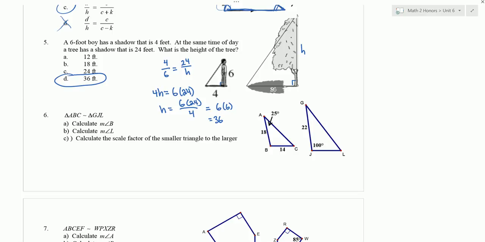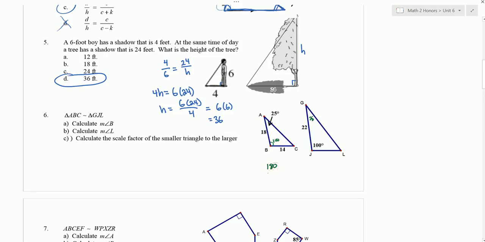So we're given some angles here, and angle A is going to be the same as angle G, so those are both 25 degrees, because they give us A is 25. And J is given at 100, and J corresponds with B, so B is also 100. So far we have 125 degrees accounted for inside the triangle, and all three angles add up to 180.